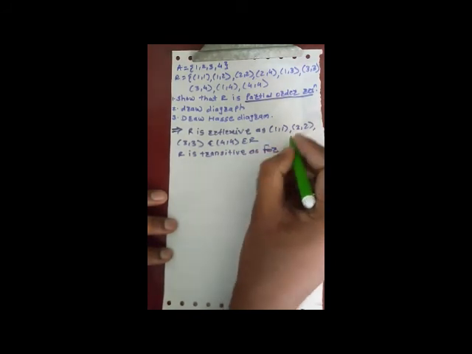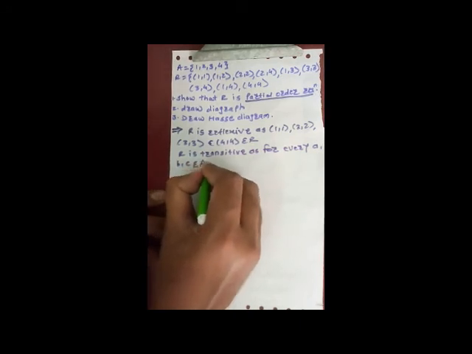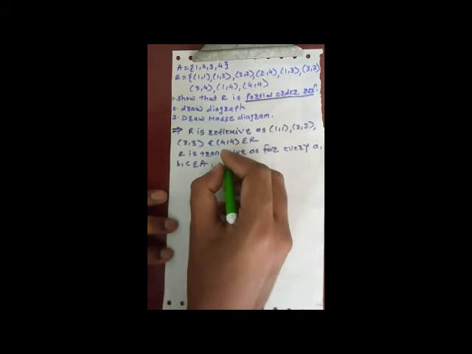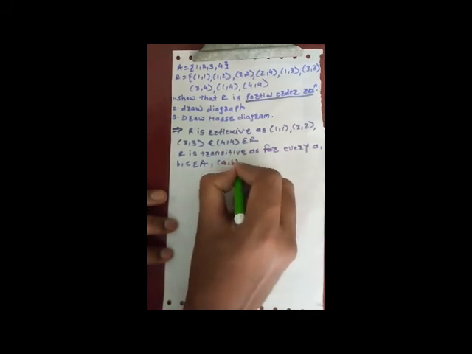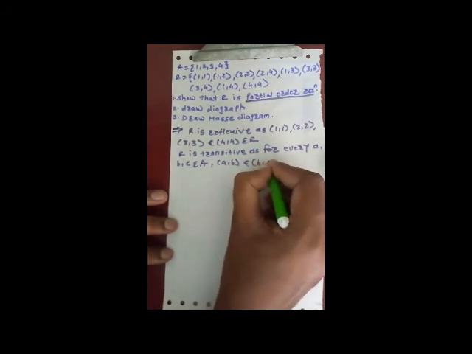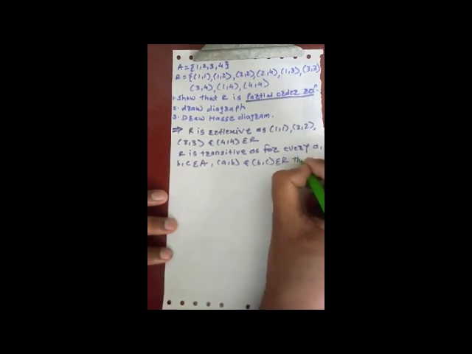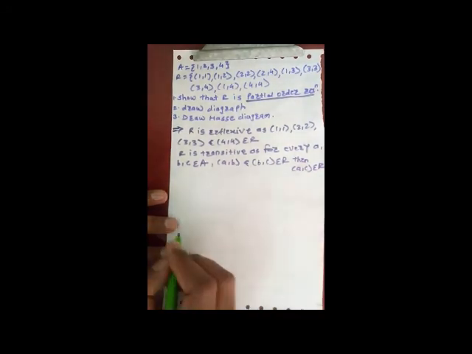as for every a comma b comma c which belong to A, if a comma b and b comma c belong to R, then a comma c also belongs to R. So again it is transitive. And the third property is antisymmetry.